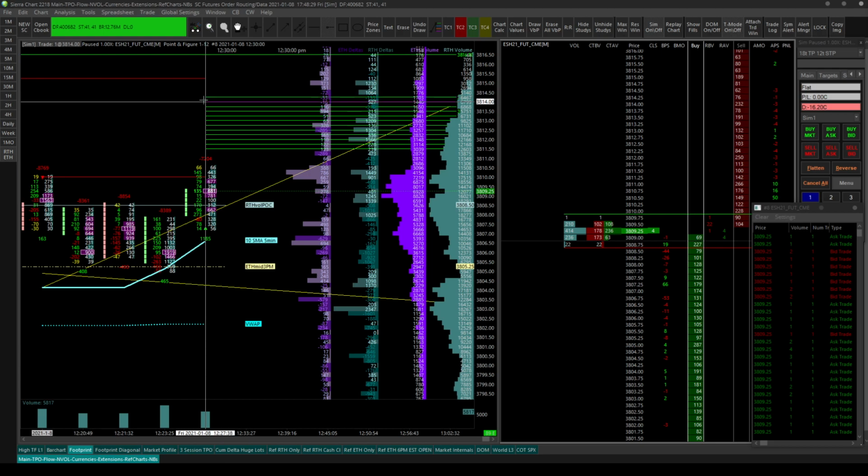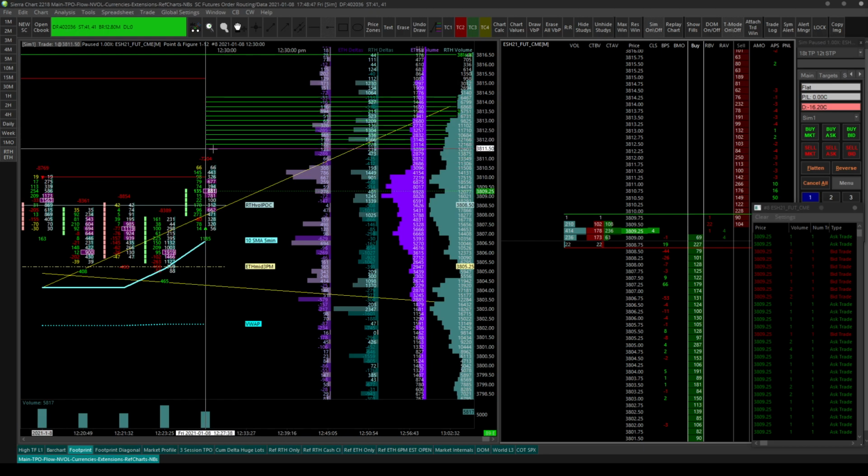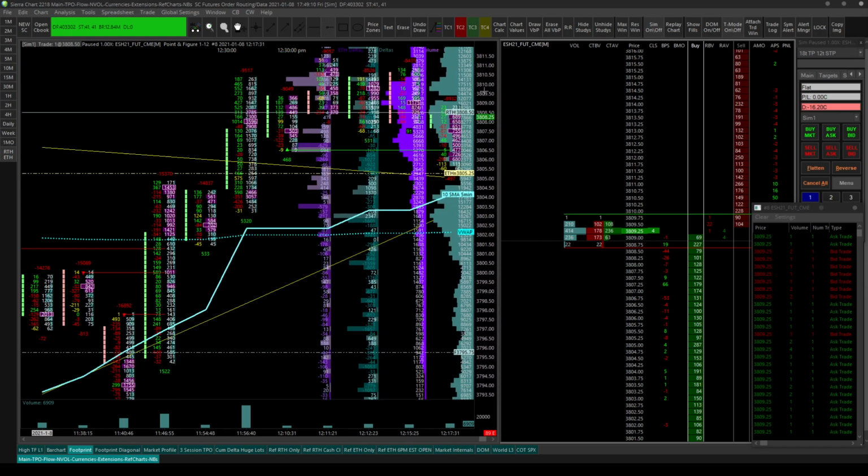So the definition of a point and figure 1-12 is where price moves in any direction. It could move up one tick, and if it reverses 12 ticks on the next tick, it'll print a new bar. So price tends to oscillate up and then down and then up and then down, and it still won't print a new bar until you get, say from here, 12 ticks down.